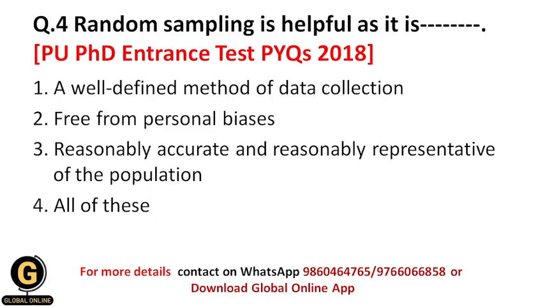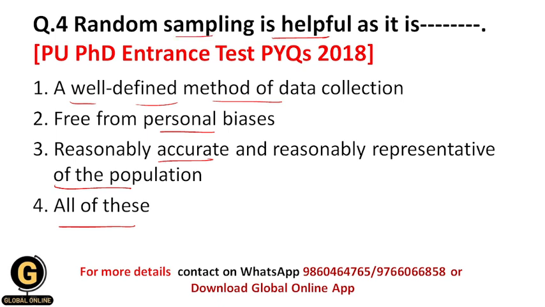That's why here your correct answer should be 1. Random sampling is helpful as it is. So now students, why is random sampling helpful? Why do we do it? Because it is a well-defined method of data collection. It is free from personal biases, reasonably accurate and reasonably representative of the population, all of these.